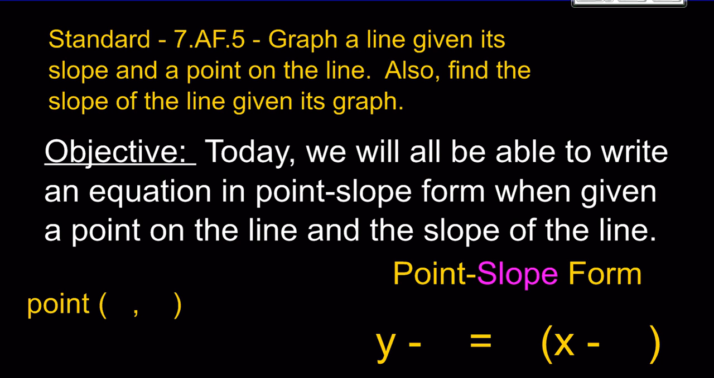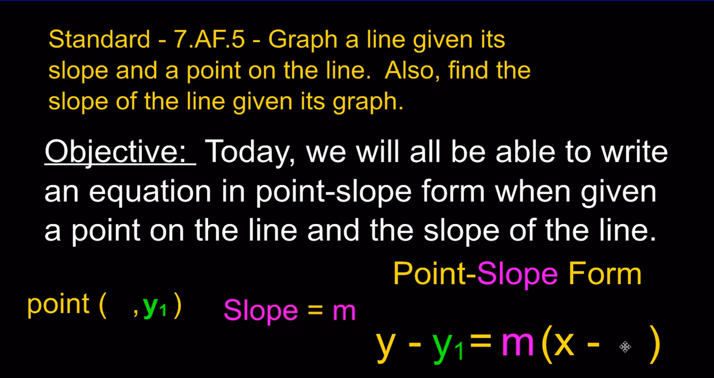Alright, ladies and gentlemen, today we're going to all learn how to write an equation in point-slope form when given a point on the line and the slope of the line. So, first of all, we need to know what point-slope form is. It is a way of writing an equation in which the y1 value would go here. So it's y minus the y1, and that comes from our point, equals the slope, m, times the quantity of x minus x1. So x1 corresponds to the x1 point.